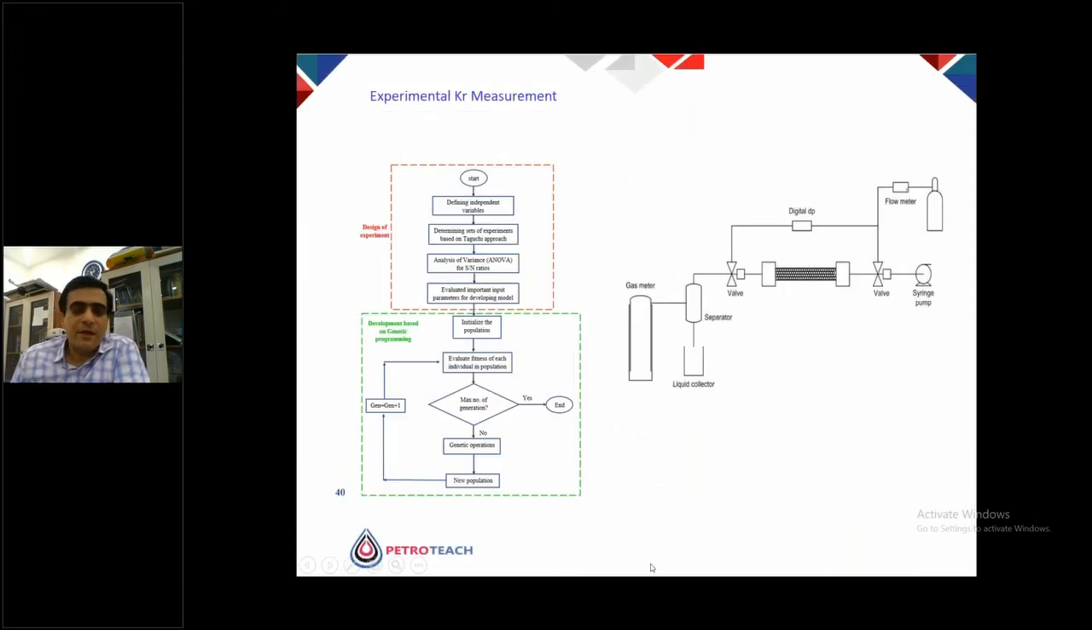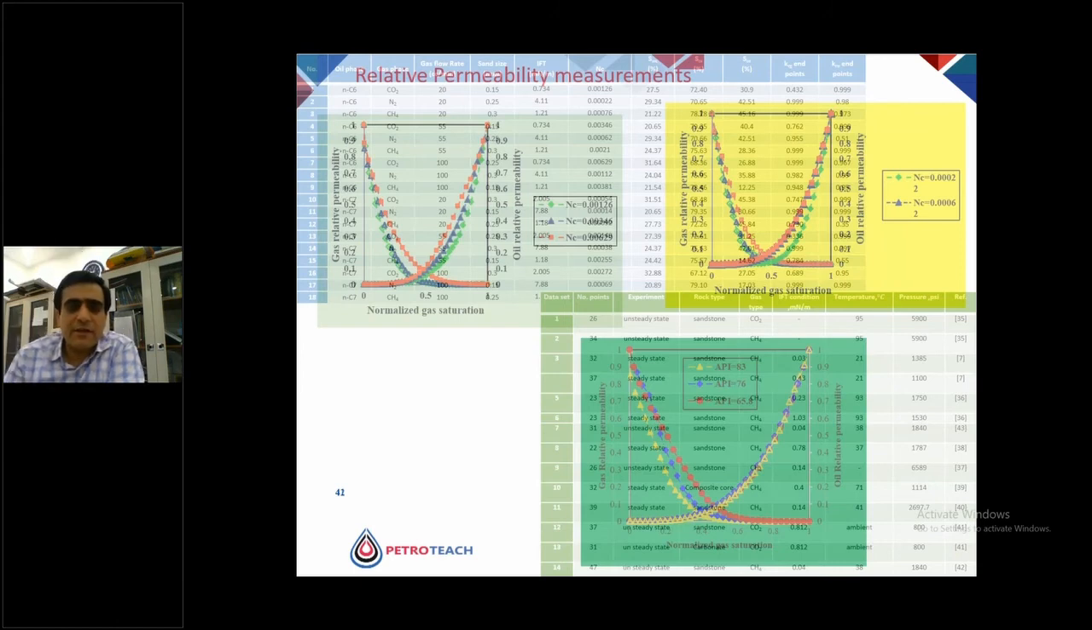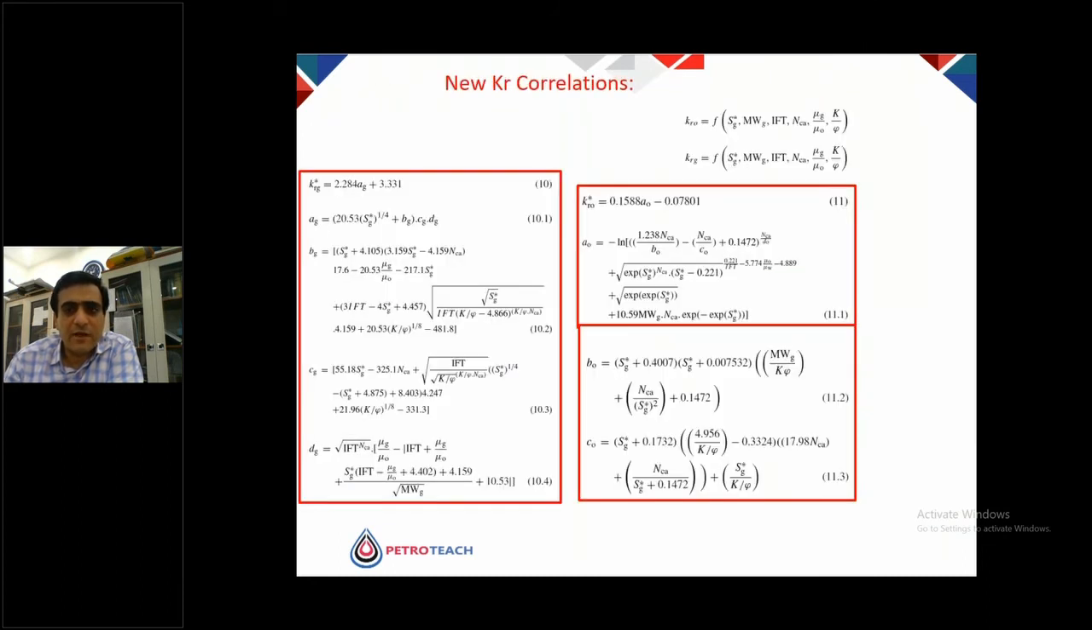In the next step, we started preparing and gathering new data using the SAMPAC experimental setup in the laboratory at Petro-Teach University. And here you can see the design of experiment approach and then the development of the model and testing of the model based on genetic programming. And the schematic of the setup is shown here. Here I can show you some of the new experimental data taken in our laboratory, and these data were used to validate and check the validity of the proposed correlation. Here, the new correlations are shown in this slide for the gas phase and for the oil phase.